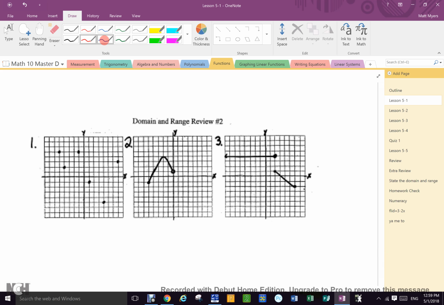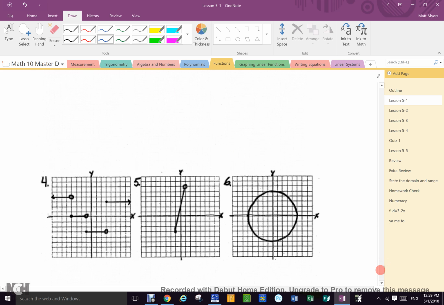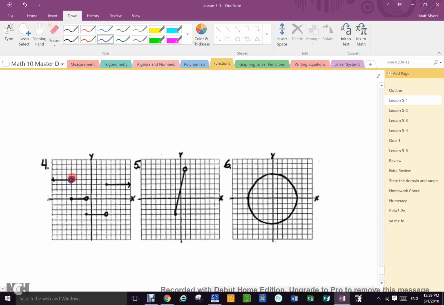On number 2, this one is open. I'm drawing a big circle around it to show that it is open. This one, number 3, has an arrow. Everybody still okay? Number 4, open, open, open, with 2 arrows. And number 5, open at the top.